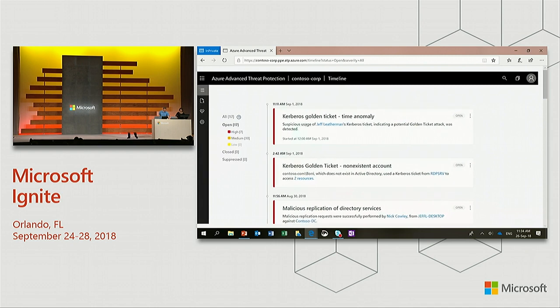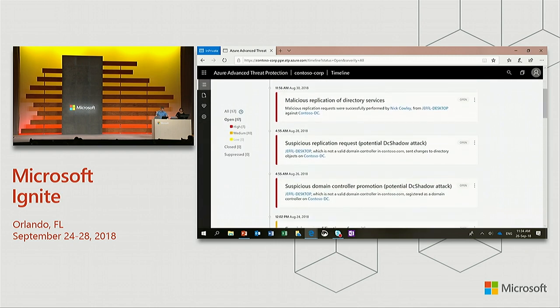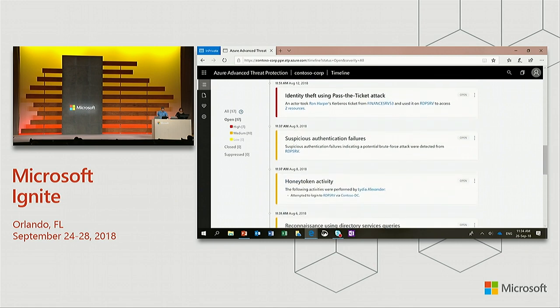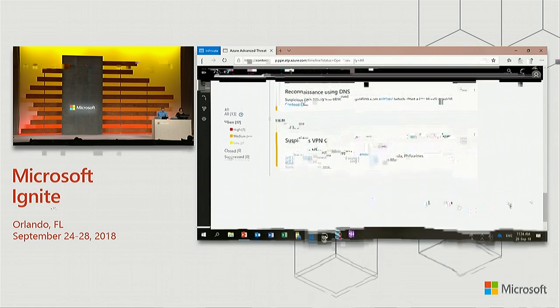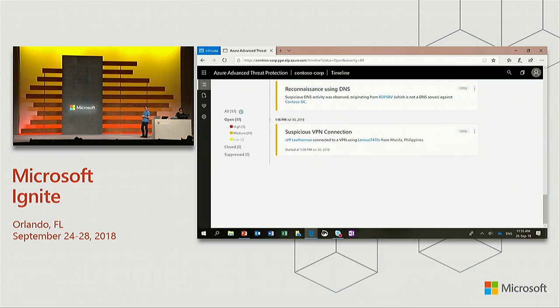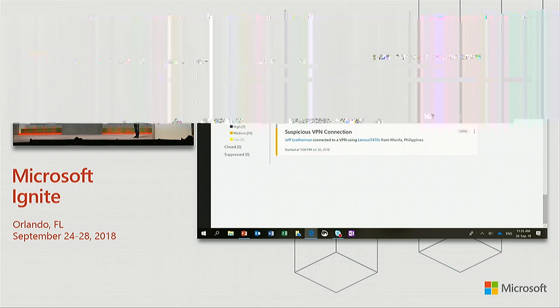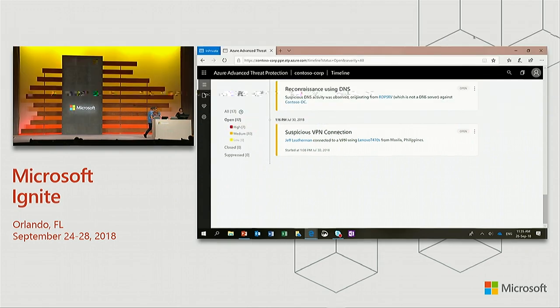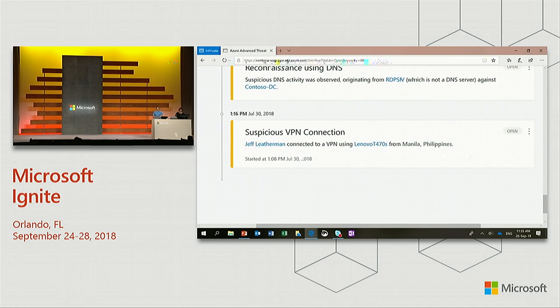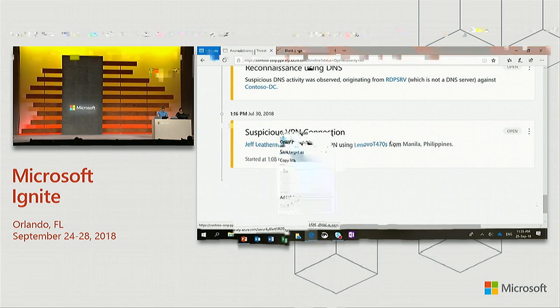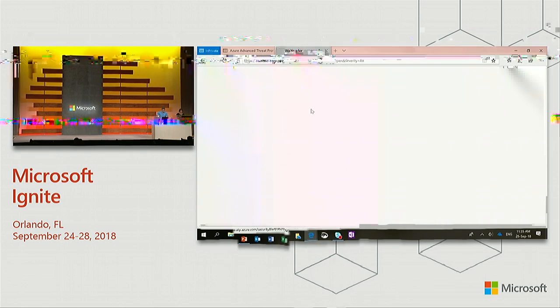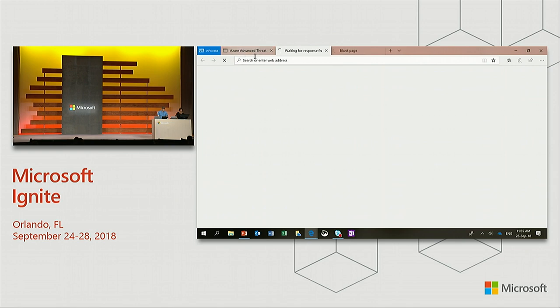We can see that I'm logging in to the Azure ATP investigation portal, or alerts portal. The first thing I get to see is your alerts, such as domain dominance for golden ticket attack and several other compromised accounts. But what we will do today is go all the way to the end and take a look at the very alert that Azure ATP has identified. So let's take a deeper look. Azure ATP has identified an alert named suspicious VPN connection. Let's delve into this alert and see what it means.